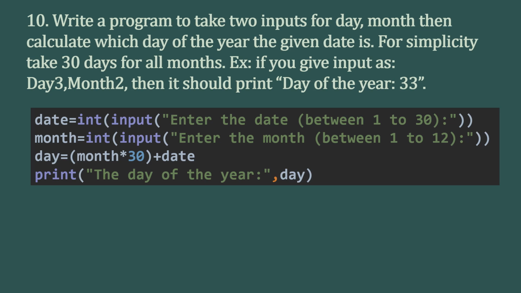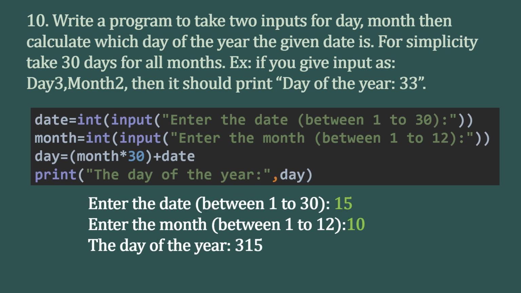Now it will be calculated like this, month into 30 plus date, and let's say it is stored in a variable day. Now it has to print that. Once you run the program, it will ask you to enter a date between 1 to 30. Let's say I have entered the date as 15 and month as 10. So the day of the year is 315. That means 10 into 30, that is 300, plus 15, that is 315.